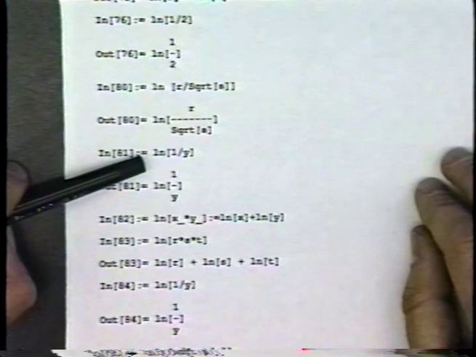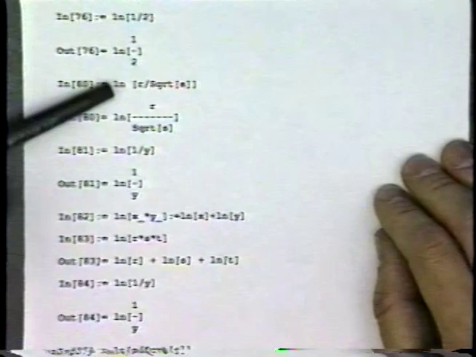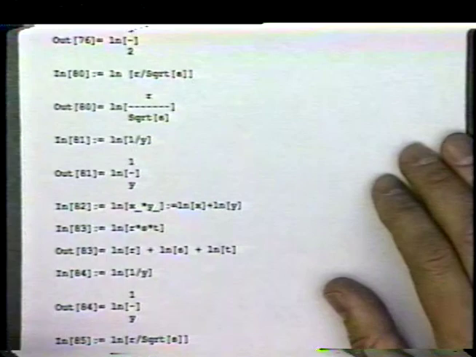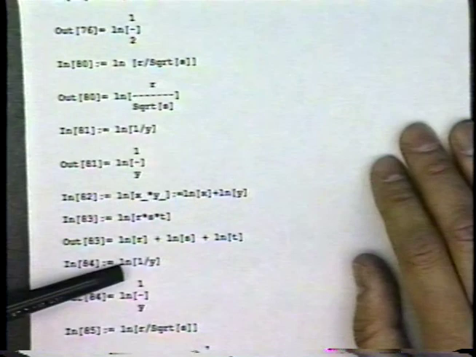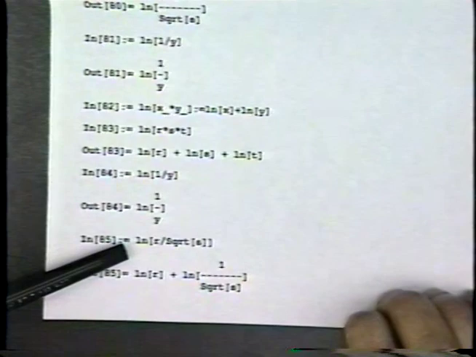So if we figure this out, we say, all right, the log of x times y is the log of x plus the log of y. Now these previous three examples work. In fact, log of r times s times t even works, recursively using this pattern. Oops. I lied. Log of 1 over y doesn't work, because that's not a product at all. It's a power. It's y to the minus 1. But log of r over square root of s, that does work. Because it is a product, it's r times something.